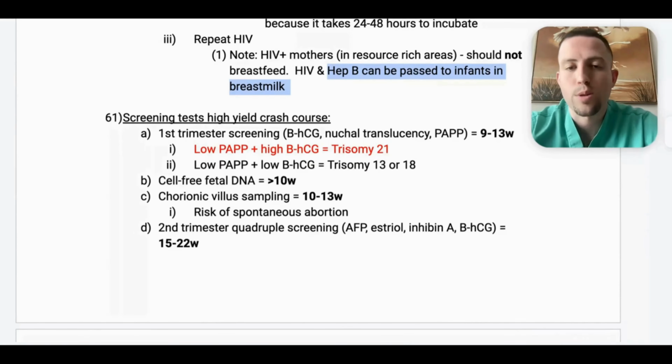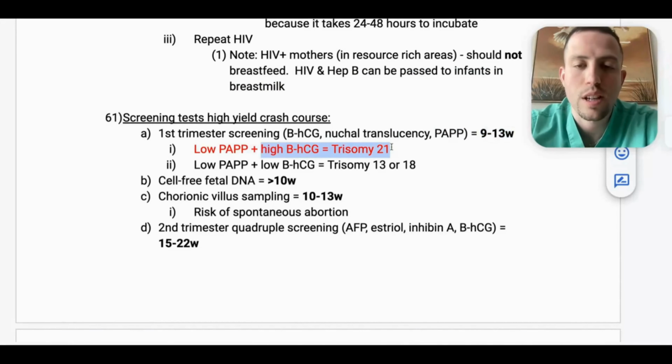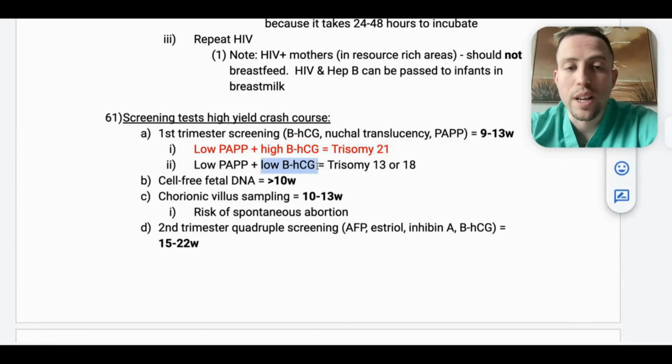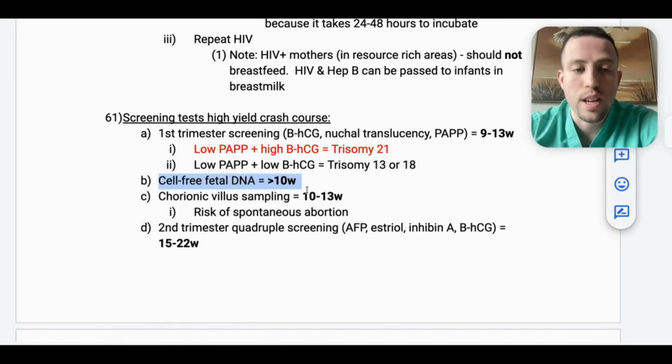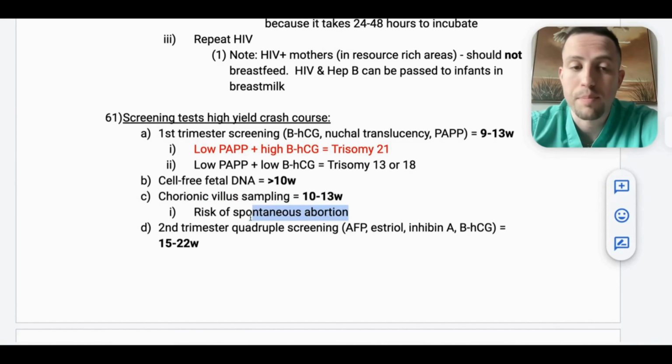So first trimester screening, you're going to do the beta-HCG, nuchal translucency, and the PAPP-A test, and that's going to be at 9 to 13 weeks. A low PAPP-A plus high beta-HCG can indicate trisomy 21, and a low PAPP-A with a low beta-HCG can indicate trisomy 13 or 18. You do cell-free fetal DNA after 10 weeks gestation, and it has to be done at least once during pregnancy. And chorionic villus sampling can be done at weeks 10 to 13, but there's a risk of spontaneous abortion, so many parents will actually decide not to get that.